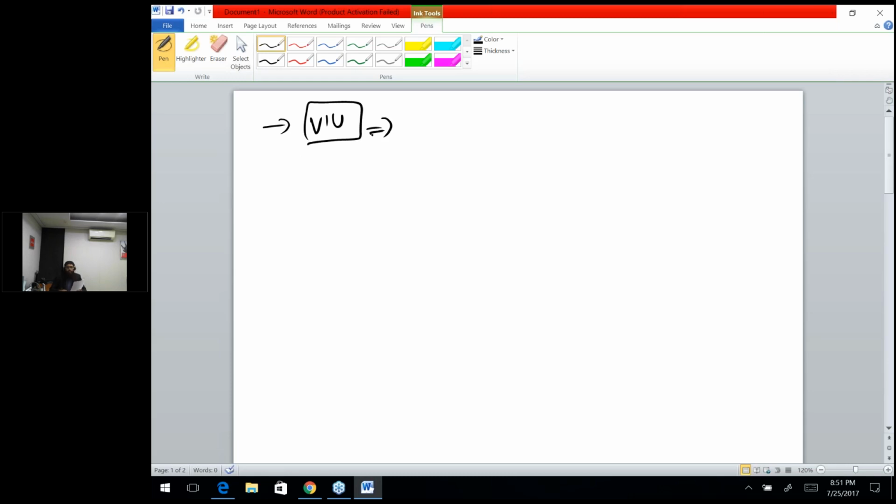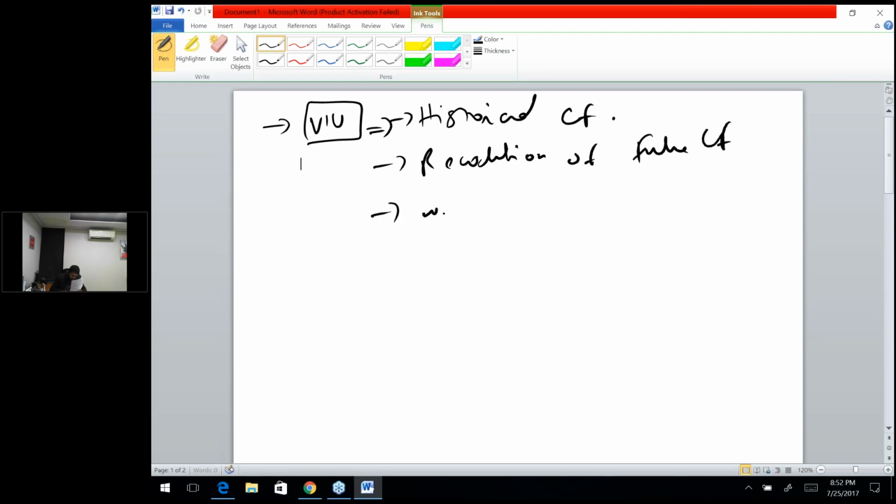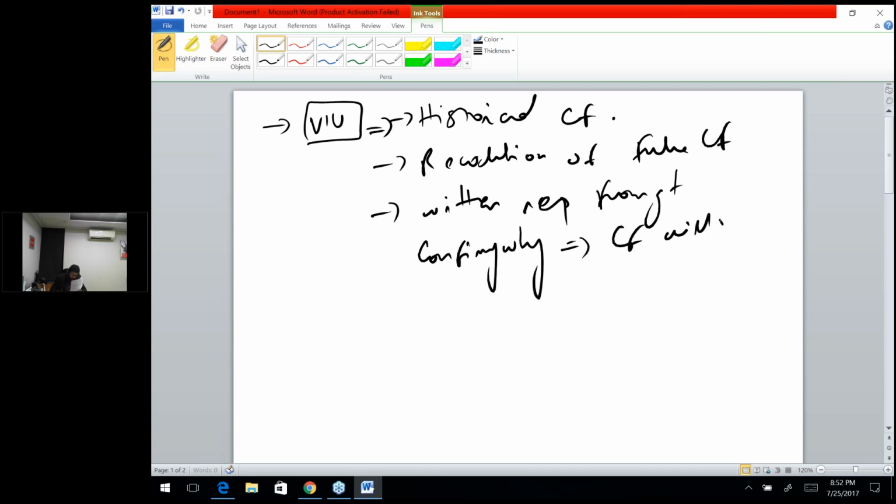So the simple thing that I need to do in order to check if the value in use is correct or not is that I need to have a copy of historical cash flows. I need to have a recalculation of future cash flow, and I need to have a written representation from management confirming why the cash flows will arise in future.